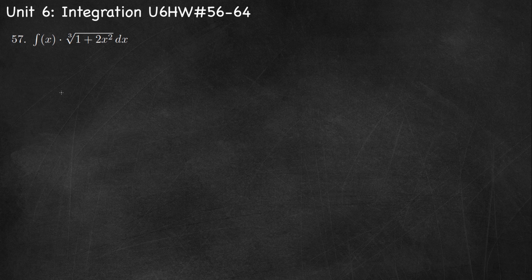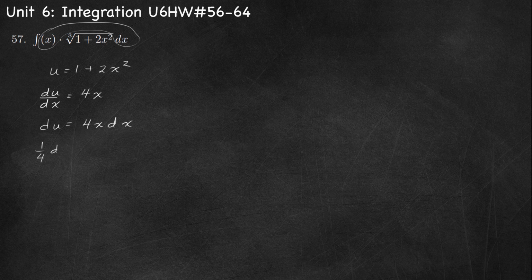Number 57, we want to integrate x times the cube root of 1 plus 2x squared. So we'll let u be what's inside the cube root, 1 plus 2x squared, and then du dx. Derivative of 1 is 0. The derivative of 2x squared is 4x. If I multiply both sides by dx, I get du equals 4x dx. And in my problem, I don't have 4x dx. I've got just an x dx here. So I'm going to divide both sides by 4, and I get 1/4 du equals x dx.